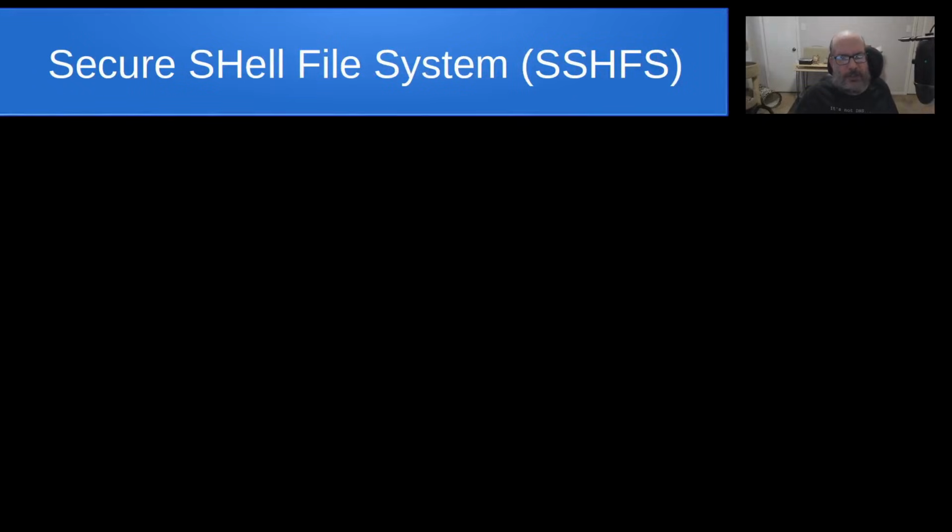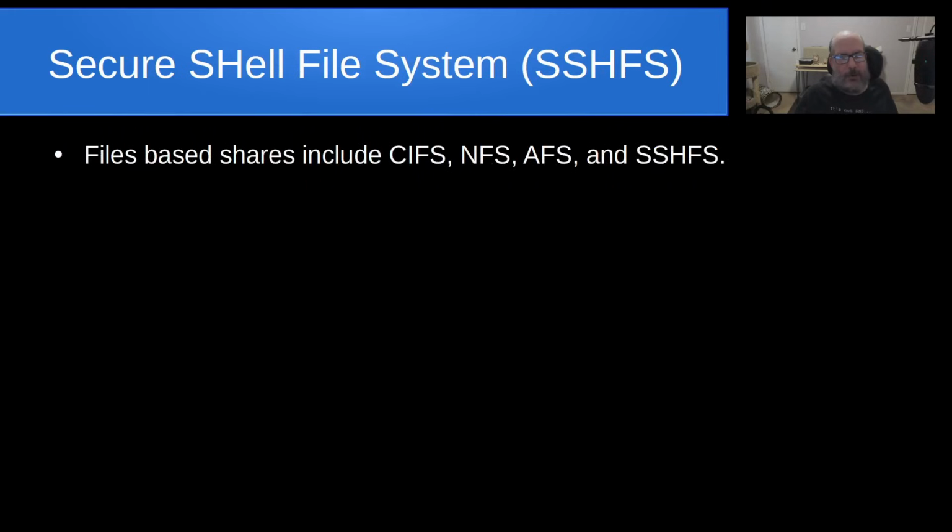Today I want to discuss the Secure Shell file system, otherwise known as SSHFS. There are several file-based share systems in use today. One of the most common is CIFS, or Common Internet File System, which is Microsoft's file shares. It used to be referred to as SMB, or Server Message Block. And then we have Linux's Network File Shares, or NFS, Network File System, I should say. And then we have Apple File Sharing, which is AFS.